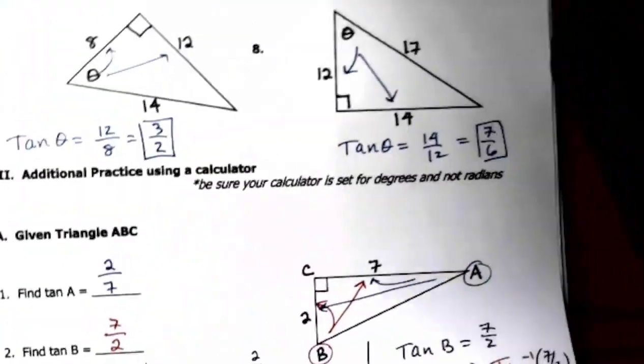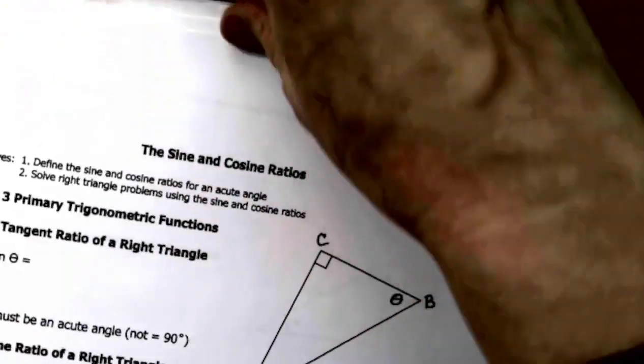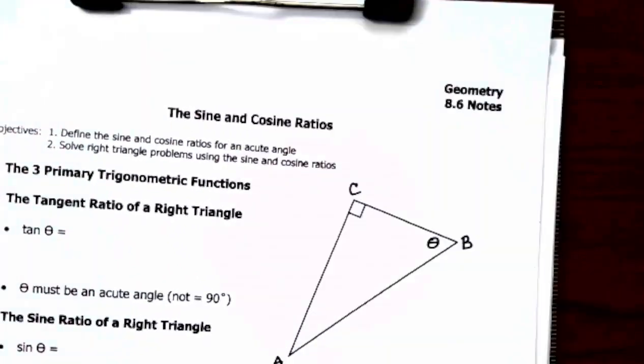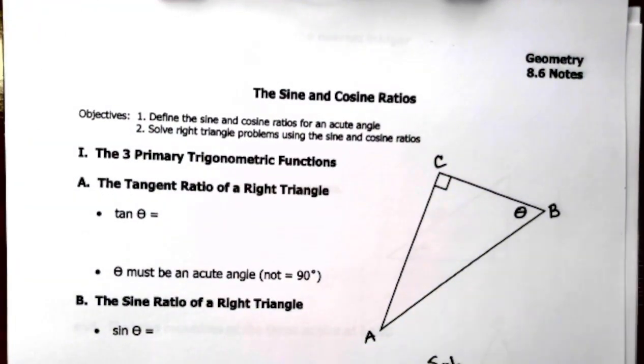All right, flip the page. And we're going to skip the last page of this to shorten the notes up a little bit. So let's go on to the sine and cosine page. This is 8.6. We're going to learn the other two trigonometric functions.